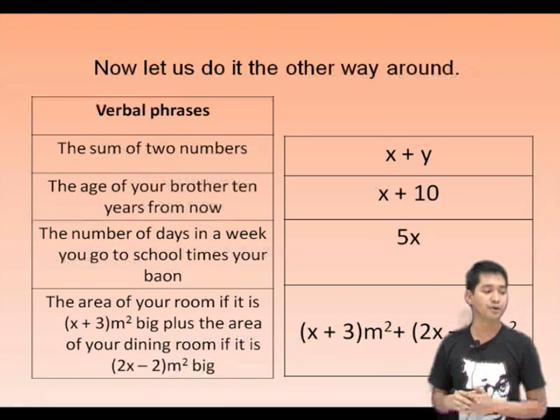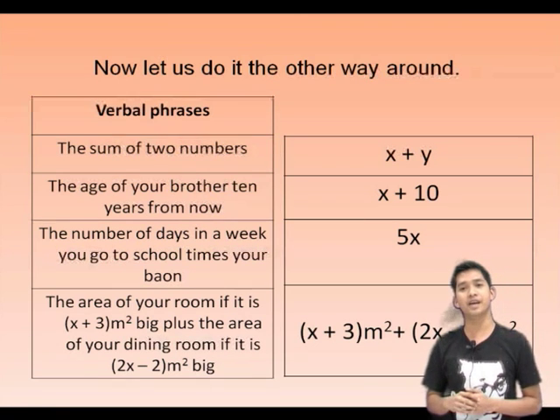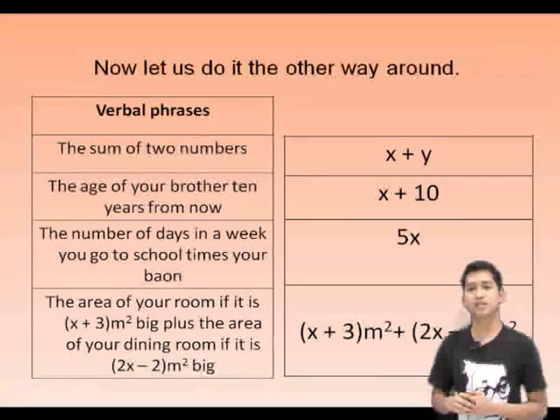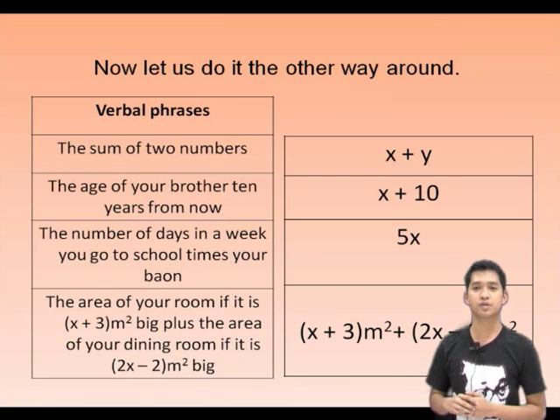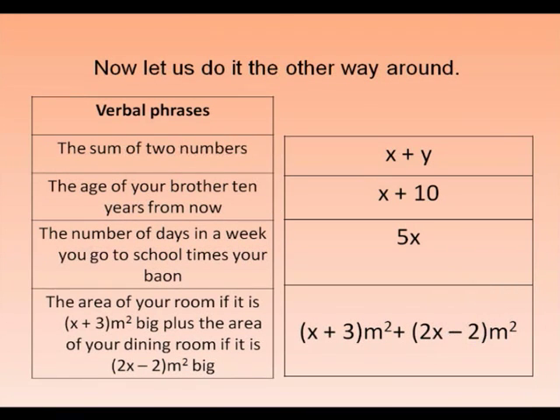And then the area of your room, if it is x plus 3 meters squared big, plus the area of your dining room, if it is 2x minus 2 square meters big. So that is the quantity x plus 3 meters squared plus the quantity 2x minus 2 square meters.